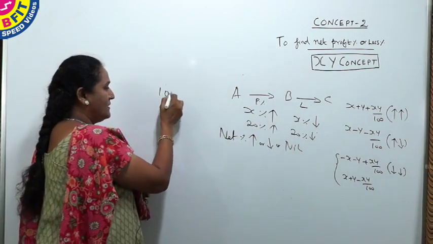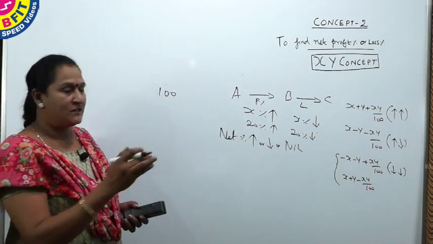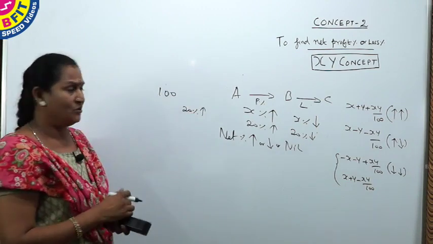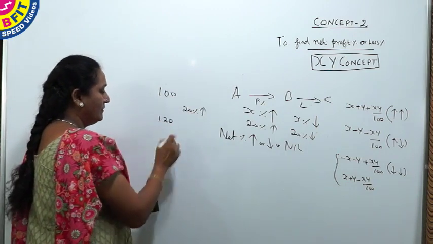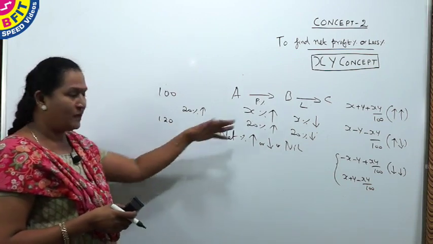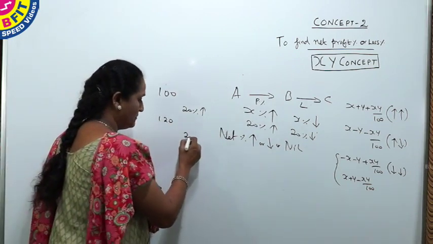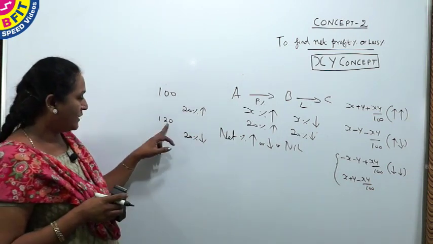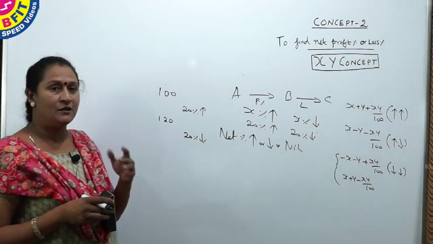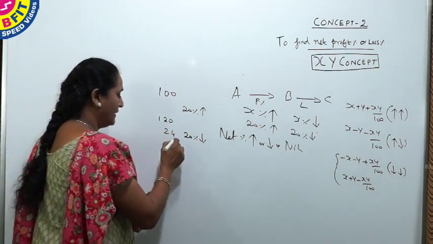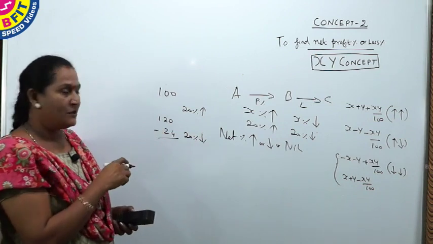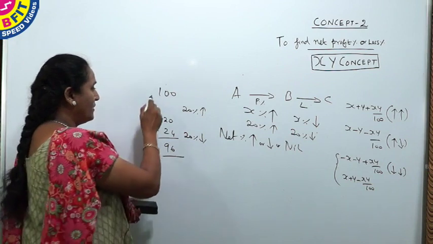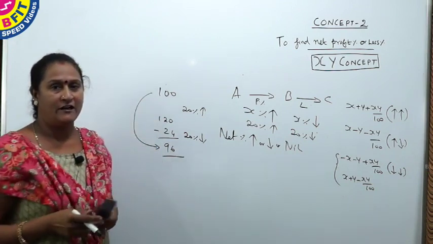Again we'll take the base as 100. If it is increased by 20%, what will be the value? 120. This 120 is decreased again by 20%. What is 20% of 120? 10% is 12, so 20% is 24. Subtract, because it is decreased. What is the value you get? It is 96. So from 100, we have got 96.